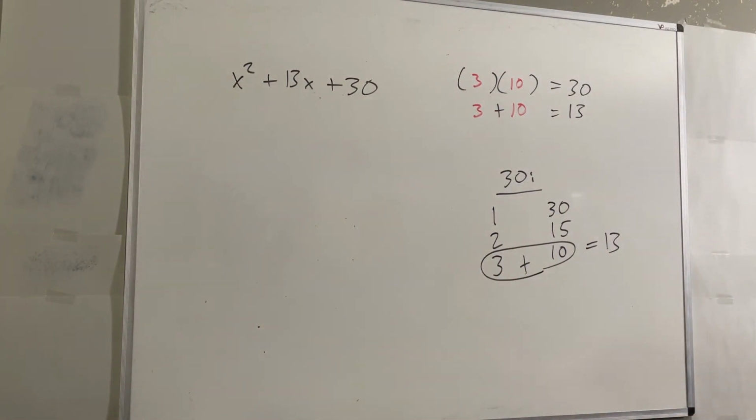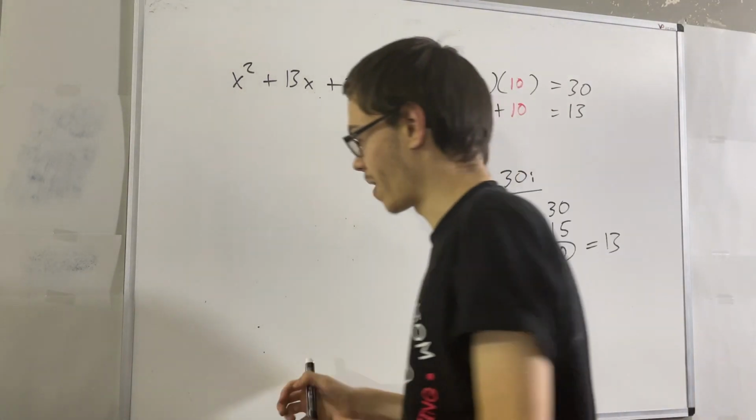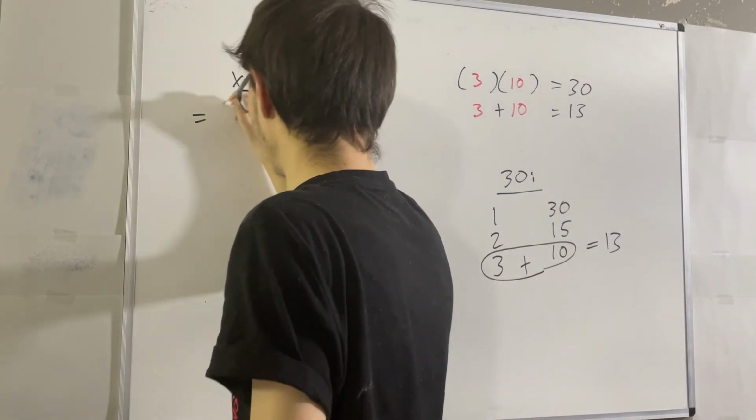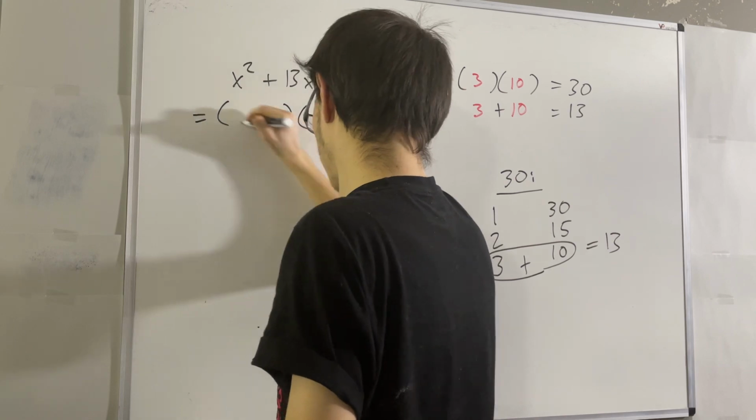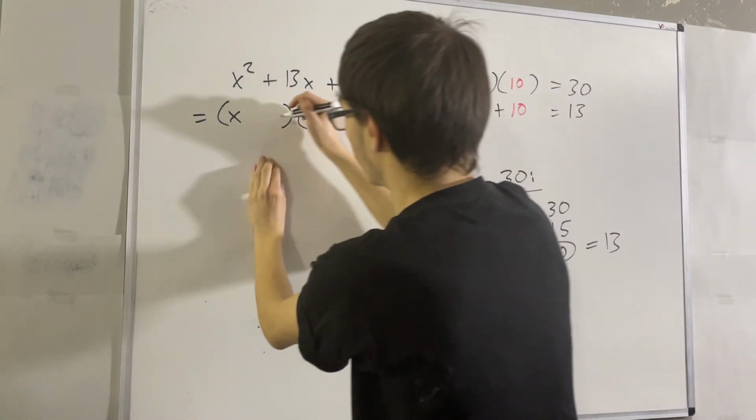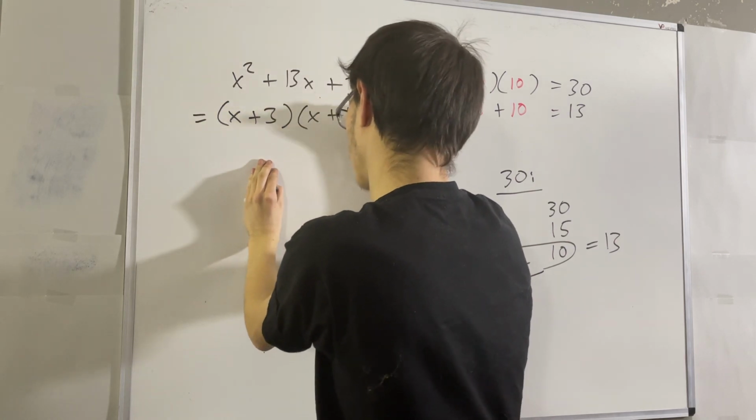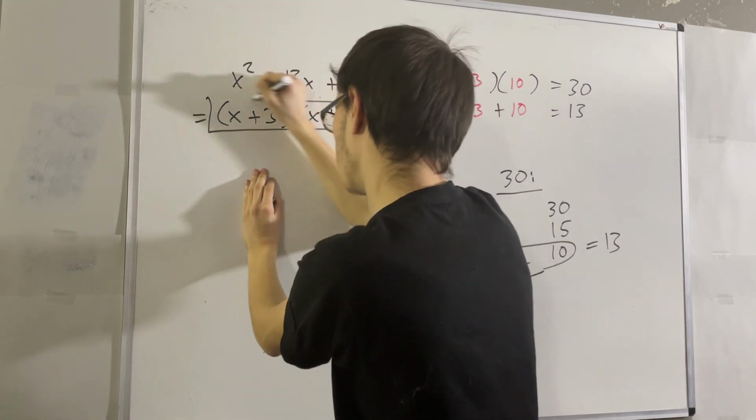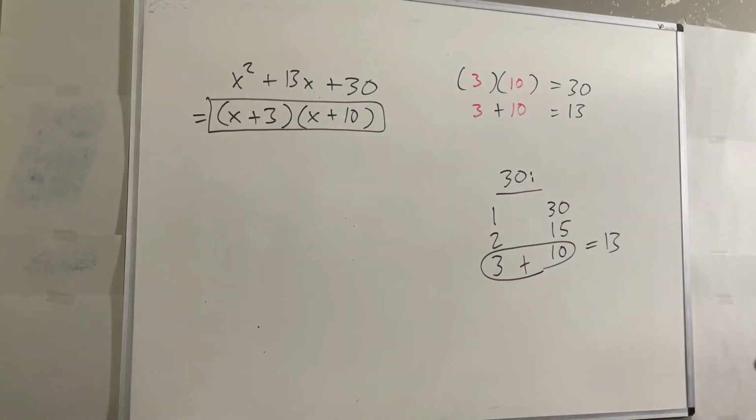And so really, now that we found the pair that we were looking for, now we just go back to do what we did before, right? We make 2 parentheses. We have x here and x here. We have +3 and +10. We just put those in their places. And so this would be your answer. So that's really how you do it.